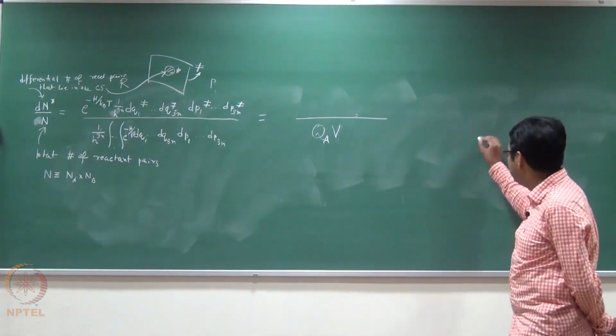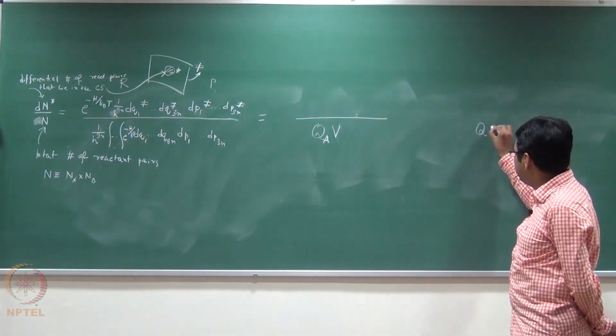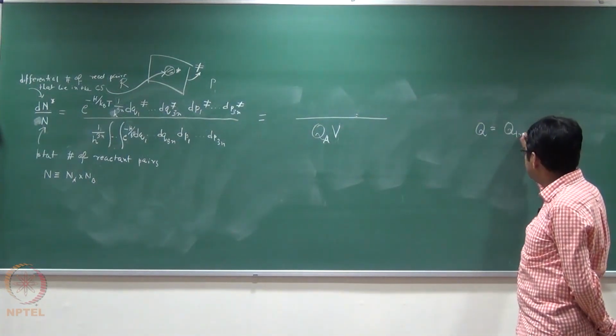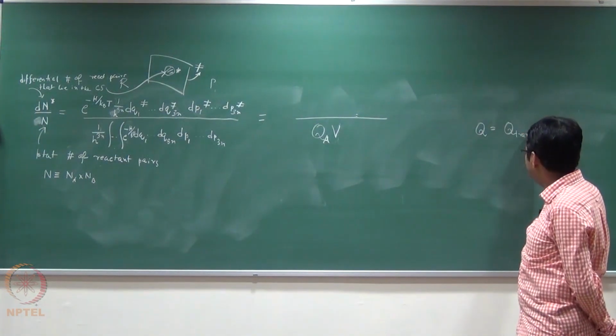So what I'm saying here is that I have the total Q, right? So the total Q is Q translational.